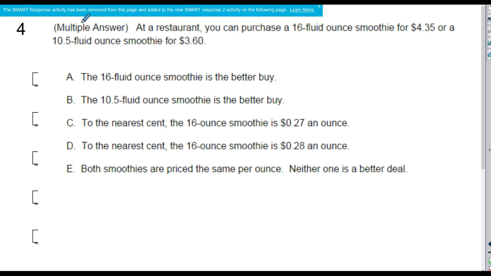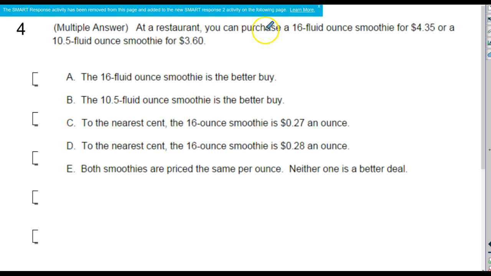It says, at a restaurant, you can purchase a 16 fluid ounce smoothie for $4.35, or a 10.5 fluid ounce smoothie for $3.60. We need to look at all of our options down here and pick the ones that are correct. So I'm noticing here they're looking for the better buy between the two. They're looking for the cost per ounce, or the unit rate, to the nearest cent. And so that's what I want to do. I want to find the unit rate.